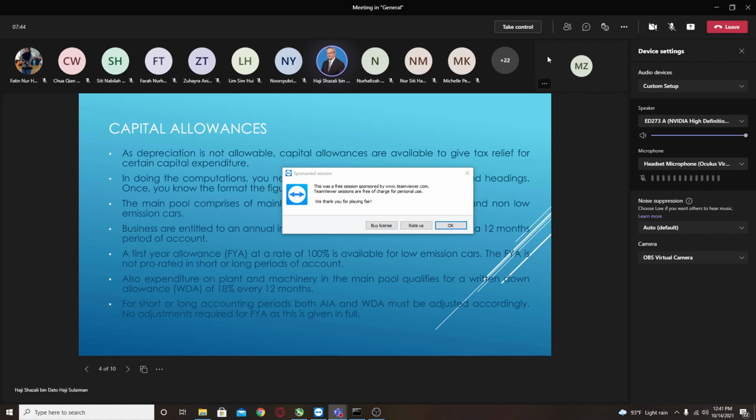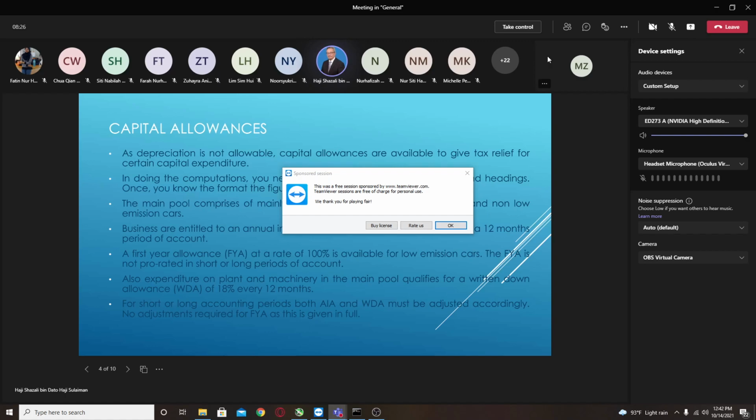Companies are also entitled to a first-year allowance at a rate of 100% for low-emission cars. The first-year allowance is not prorated, whether it's a short or long period of accounts. Now, any expenditure on plant and machinery in the main pool that is in excess of the annual investment allowance qualifies for a written down allowance of 18% every 12 months. So you get an annual investment allowance of 200,000, and a written down allowance of 18% every 12 months.